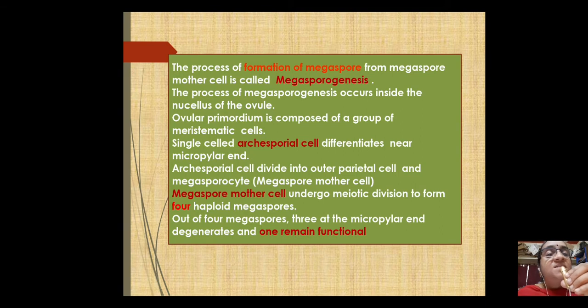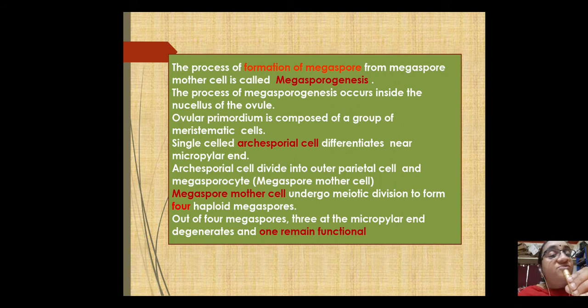The ovular primordium consists of a group of meristematic cells. A single cell called the archesporial cell differentiates near the micropylar end. The archesporial cell divides into outer parietal cell and inner megasporocyte, also called the megaspore mother cell. All these are diploid. Now this megaspore mother cell undergoes meiotic division to form 4 haploid megaspores.